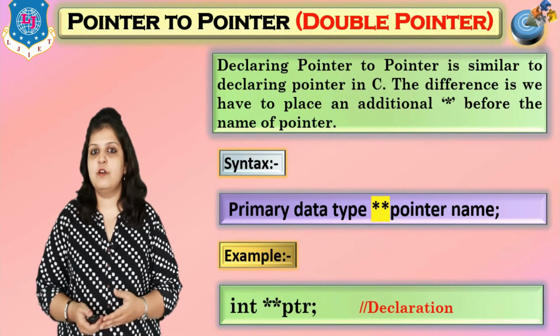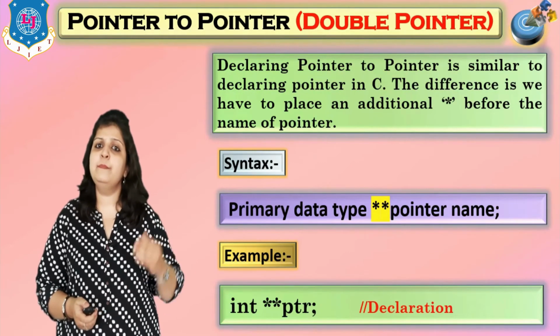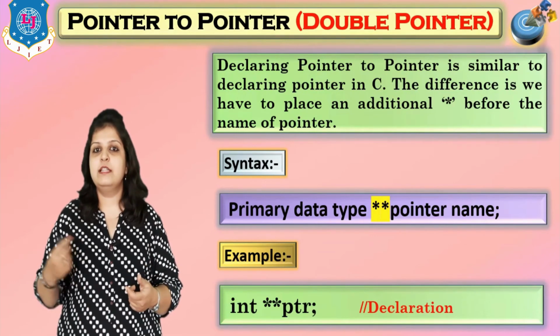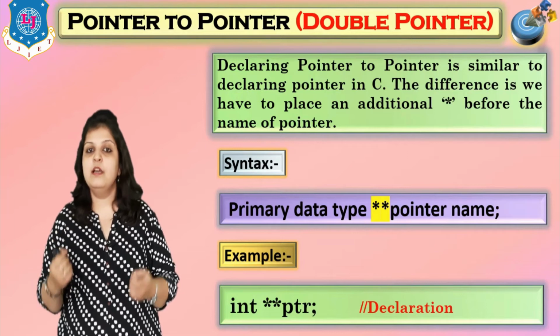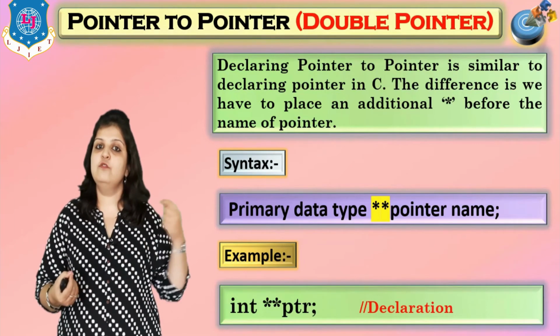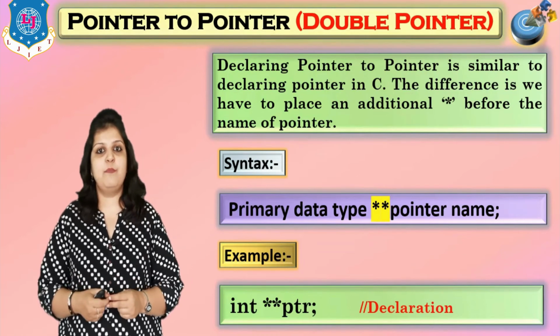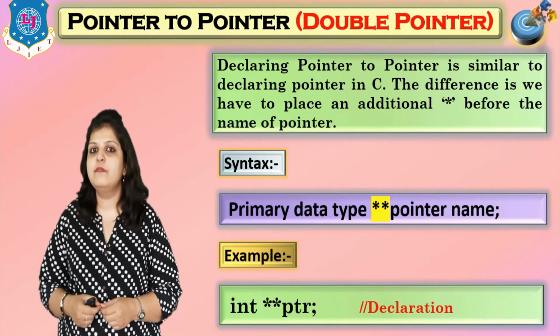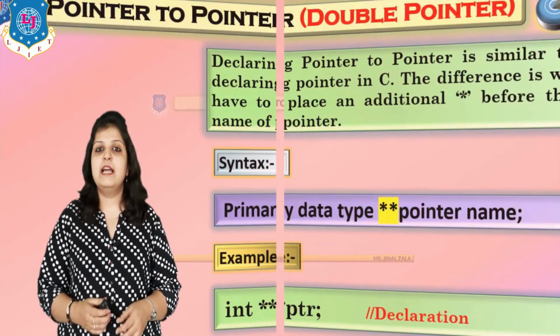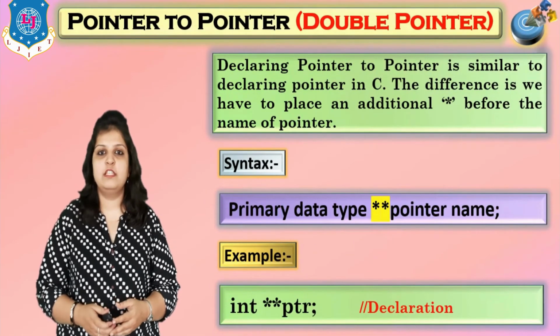Now what is the use of a double pointer? In the previous topic on pointers we have already seen that a pointer variable stores the address of another variable. But if I want to store the address of my pointer into another pointer, then it is possible by using the concept of pointer to pointer, or we can say double pointer. Let's see how pointer to pointer will work.